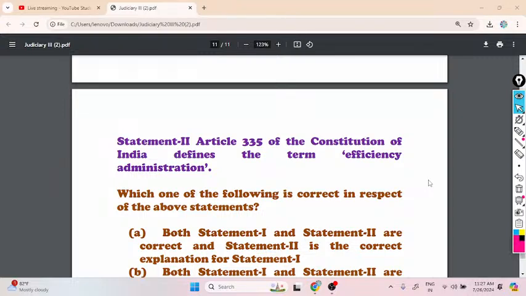So these are the questions we have already discussed, 30 questions. Next class we may continue this judiciary section if questions are found available. Otherwise we will start with state government, governors and chief ministers, all these things.